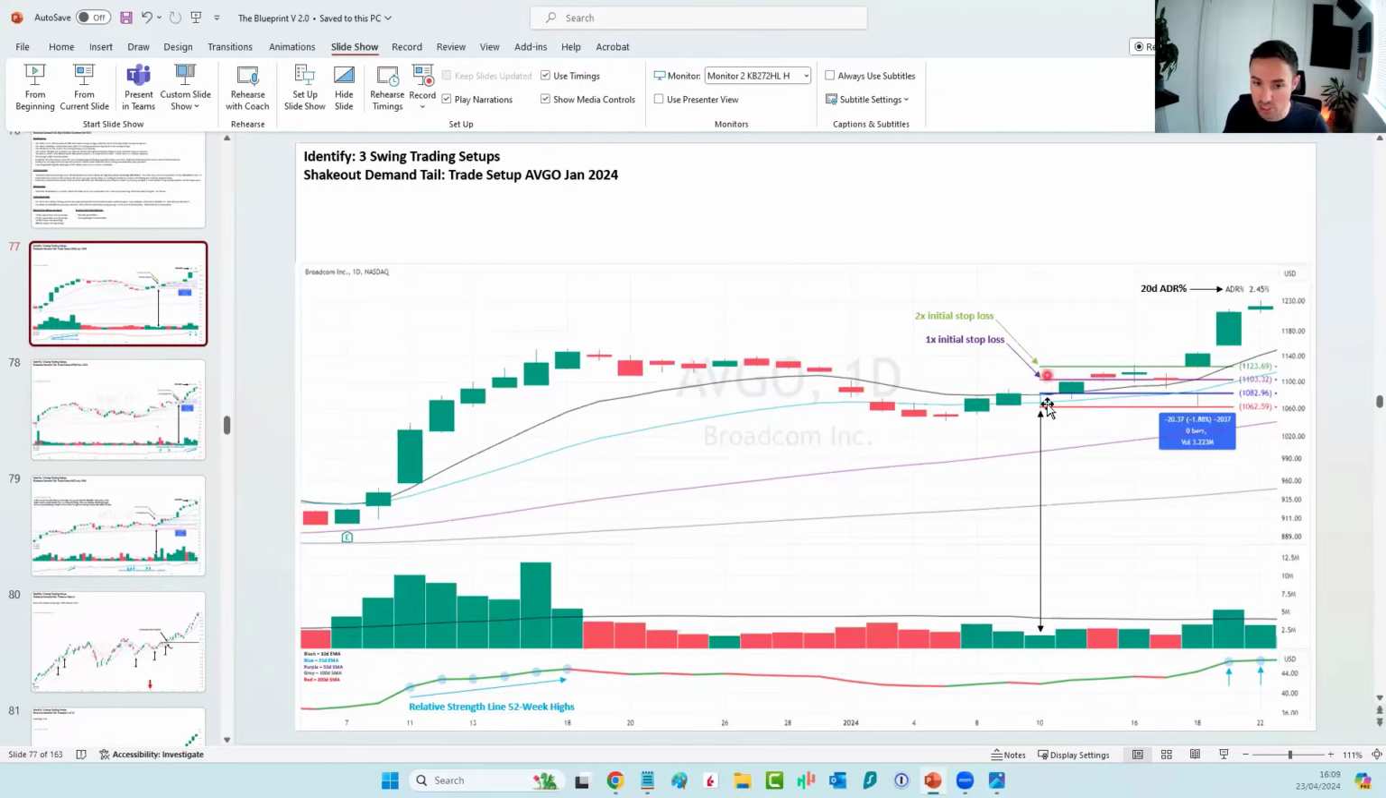So here you can see shakeout demand tail, low relative volume. We'll talk about the volume in a little bit. So for me, what I'm oftentimes doing is using a buy stop limit order, trying to buy it within 0.5% of the prior day's high. If it's a really quick stock, I may increase that. If it's a slower stock, bigger stock, really liquid, I may decrease that.